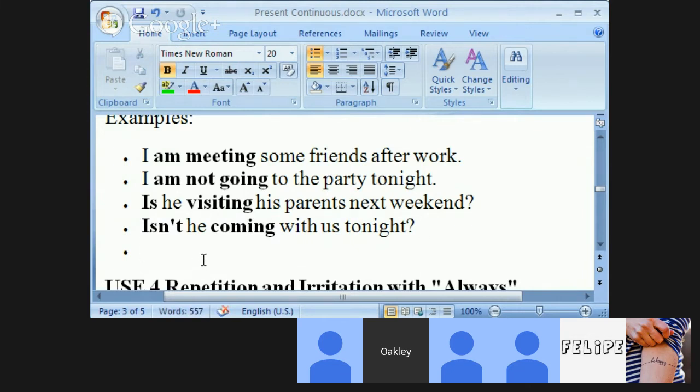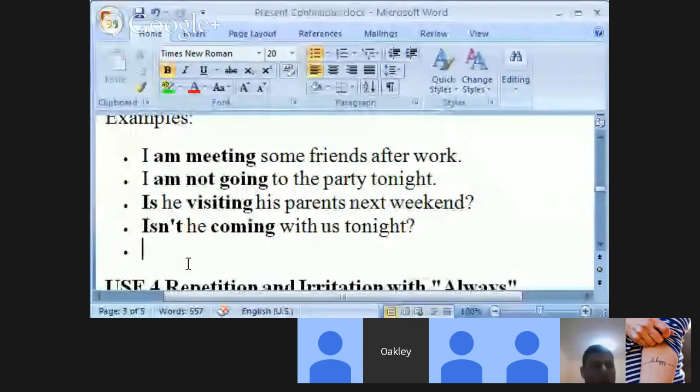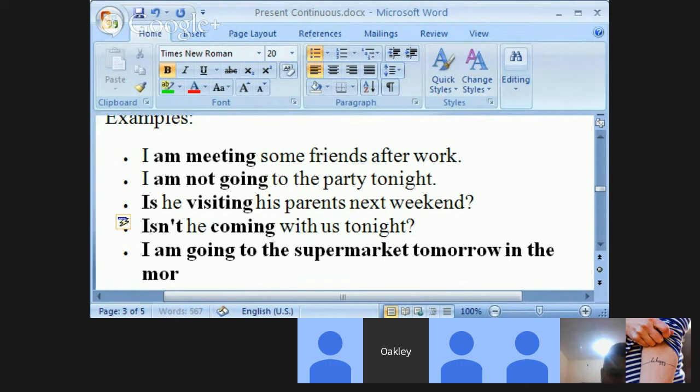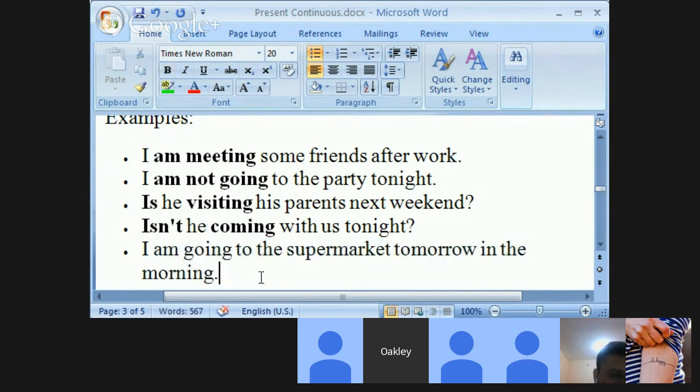Felipe, tell me about some future plans in the near future. In the future, I'm going to the supermarket tomorrow in the morning. Okay. Oops, doesn't need to be all bold. I'm going to the supermarket.